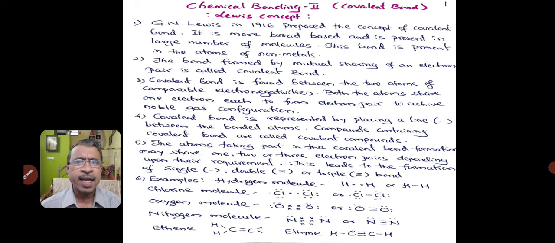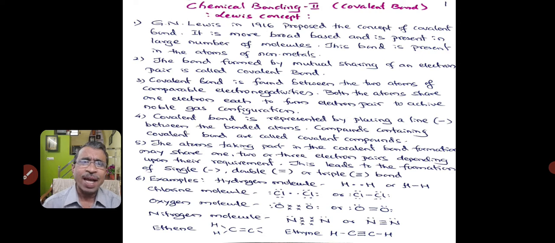The atoms taking part in the covalent bond formation may share 1, 2 or 3 electron pairs depending upon their requirement. This leads to the formation of single, double or triple bond between the two atoms. So, it is known that a maximum of 3 bonds are present between the two atoms.